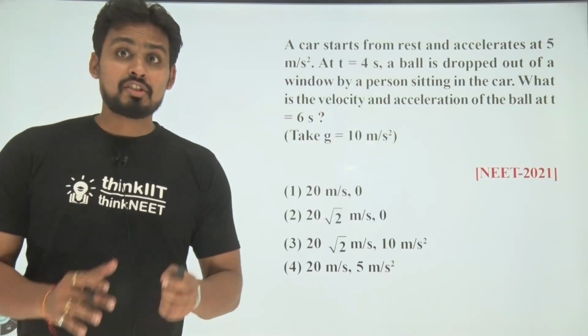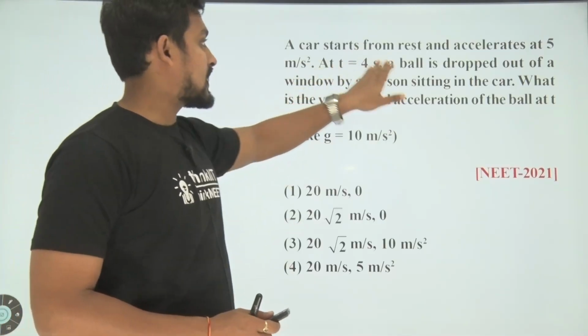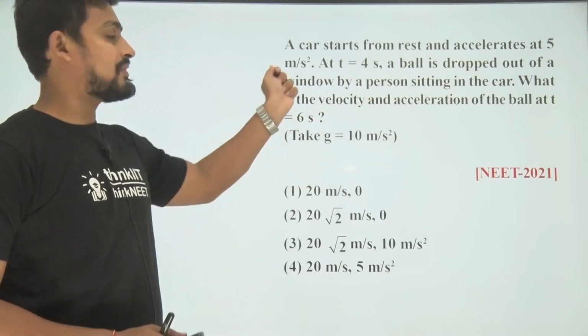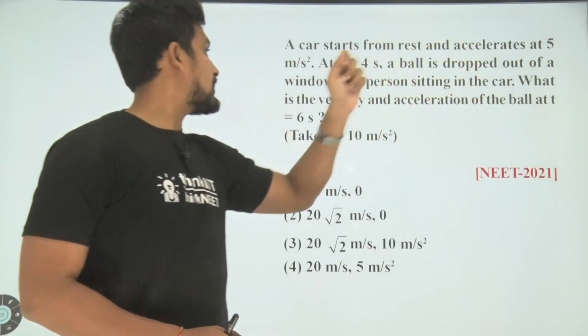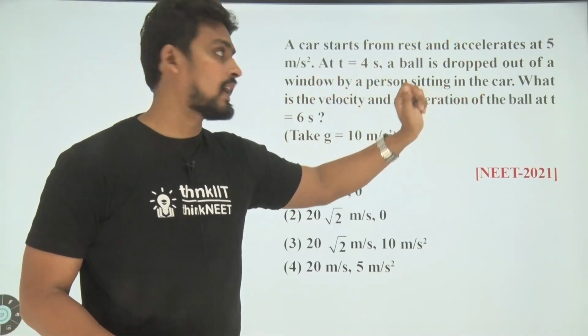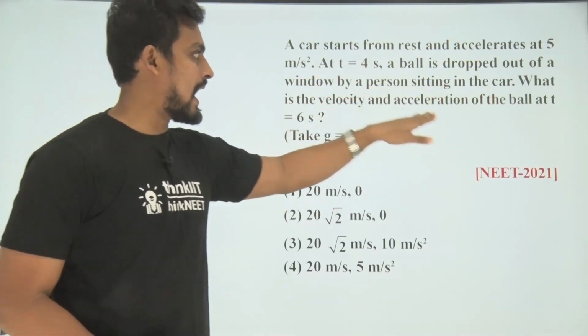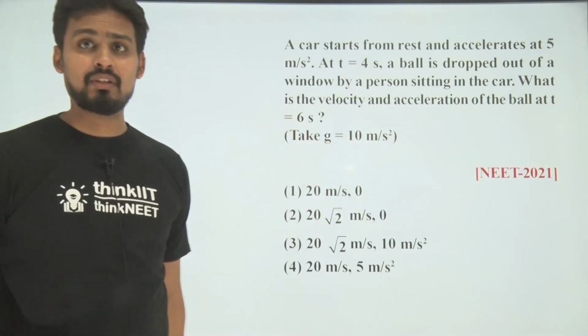Okay, so the question says that a car starts from rest and accelerates at 5 meter per second square. At t is equal to 4 seconds, a ball is dropped out of a window by a person sitting in the car. What is the velocity and acceleration of the ball at t is equal to 6 seconds?